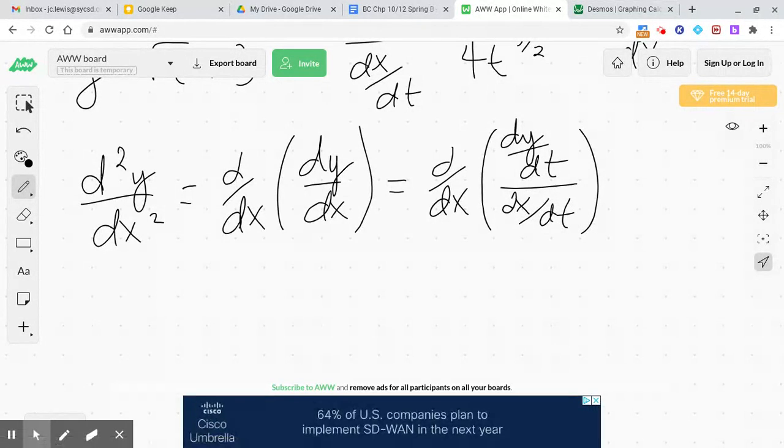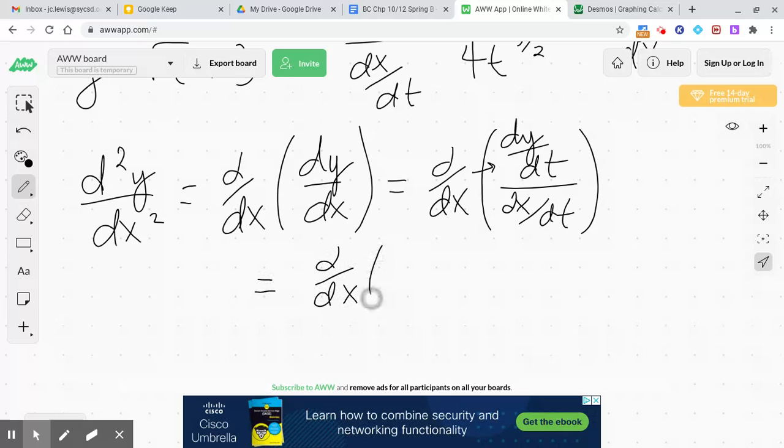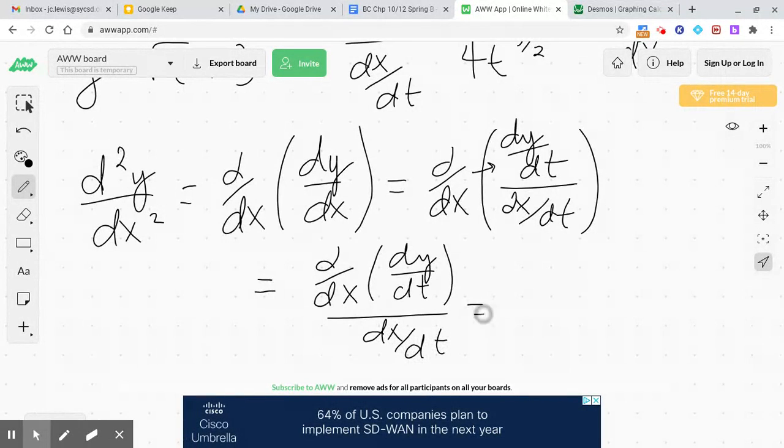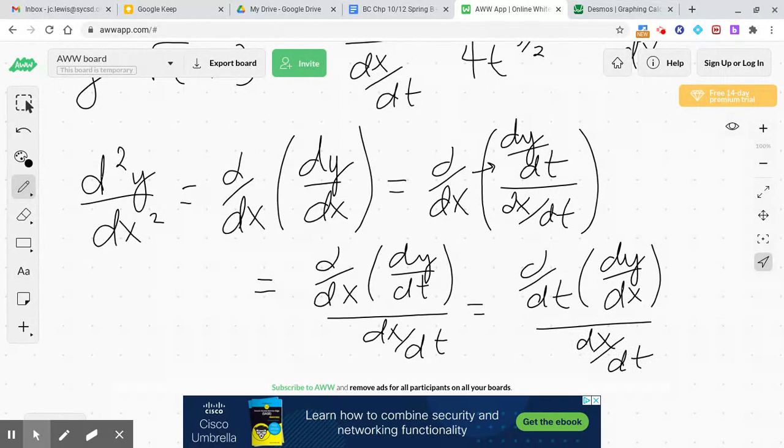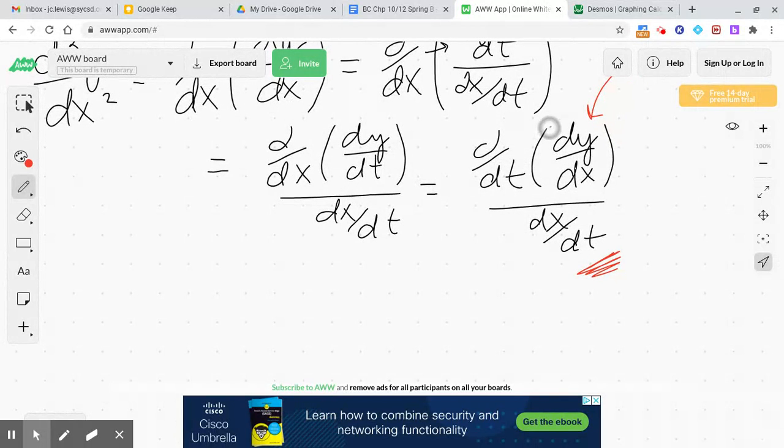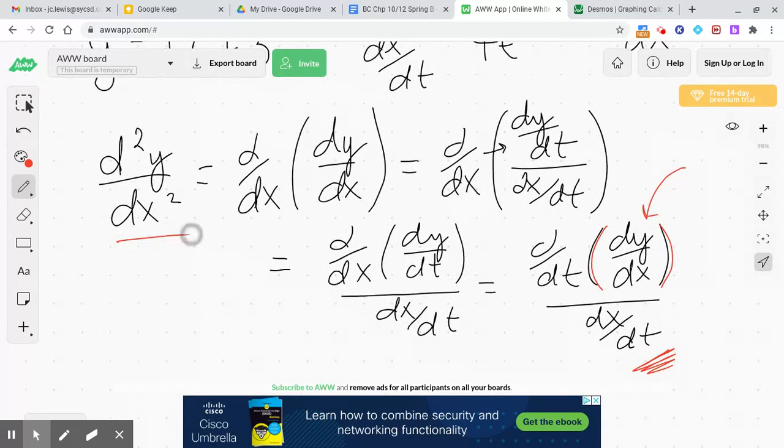So if we can write it this way, let's do a little fraction multiplication across our numerator here and have d/dx of dy/dt over dx/dt. And if we treat these differentials as little individual factors here, we can rewrite this numerator as d/dt of dy/dx over dx/dt. And this result is actually really, really useful because think about the information that we had from before. We have dy/dx. We know dx/dt. So we can take the derivative with respect to time of dy/dx, put it over dx/dt, and that's going to be equivalent to our second derivative.